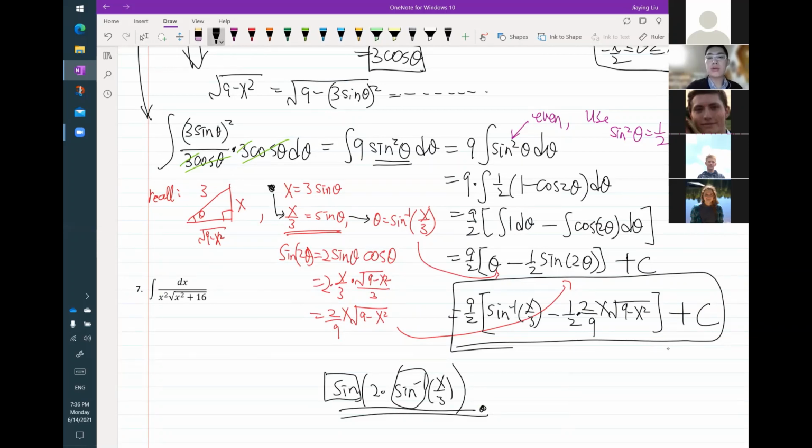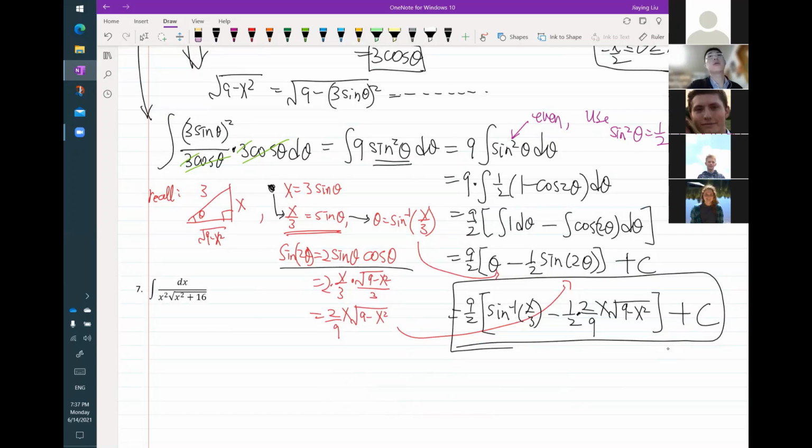So try to avoid writing something like this if possible, using the double angle formula or some other trig identity. Never mind. Okay. Why did it happen? Yeah, that's being cancelled. Nope, it's still there. Okay.